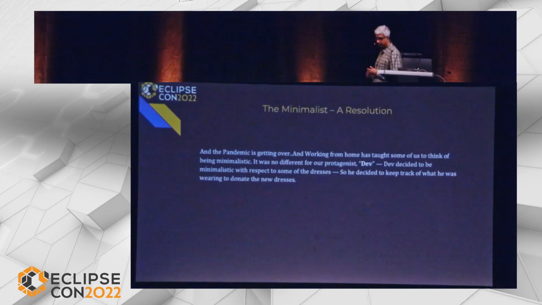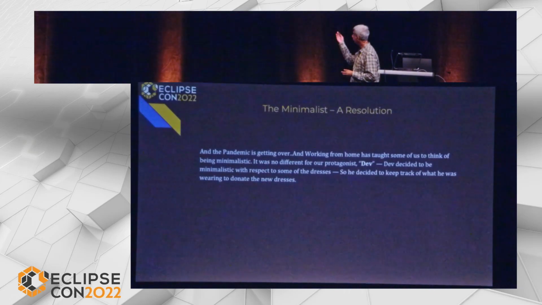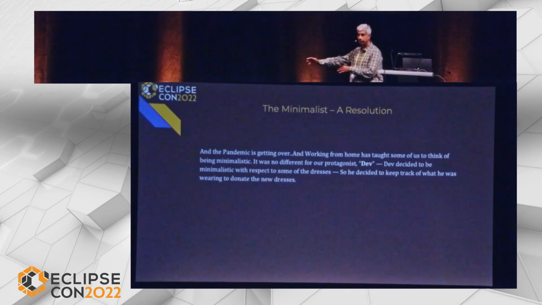So the pandemic is over, and we decided that a lot of things we don't require. Our protagonist, Dave, says, okay, I have a lot of shirts, I have a lot of shoes, I don't use any of them. I just want to give away the stuff which I don't use to charity. But how do I do that? I want to keep track of what I'm using. Whatever I use, I'll put into a wardrobe, and whatever is left, I'll give away.